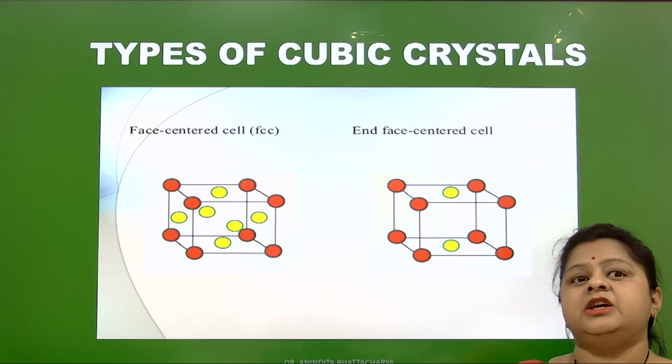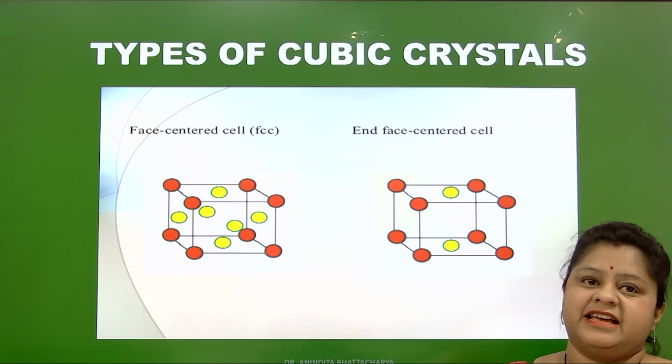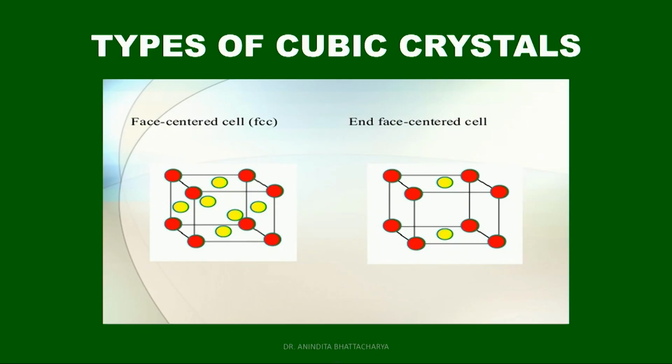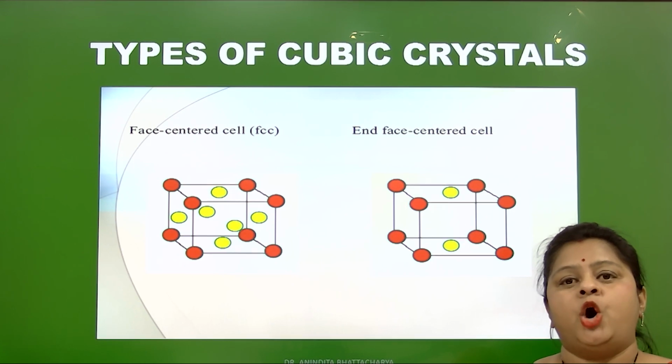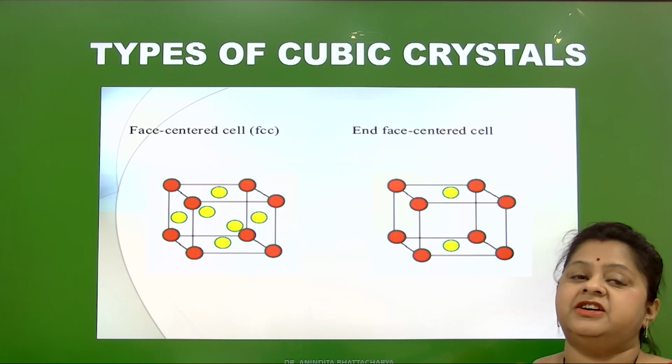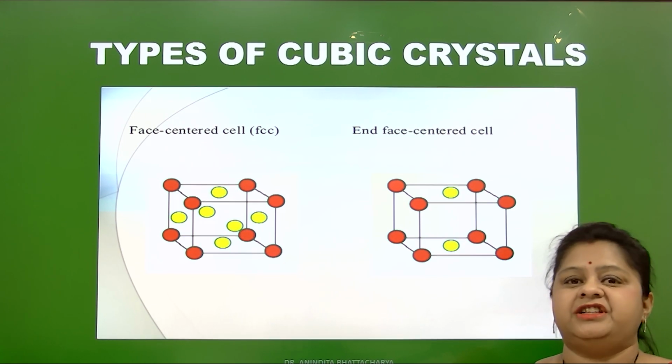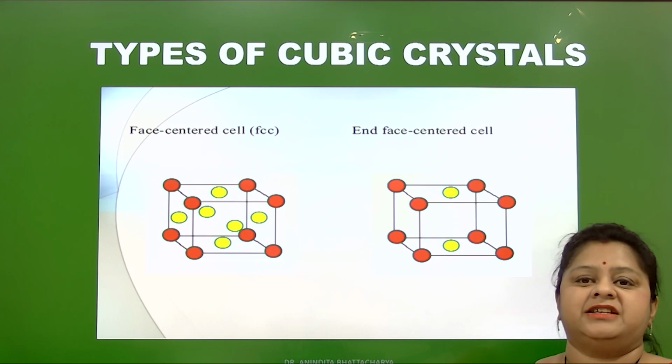Next is your face centered cell, in which a cube has 6 faces and all the faces have an atom, plus the corners. The 6 yellow ones are showing that there is one on each face, and the red ones at the corners are showing the corner atoms in the unit cell.